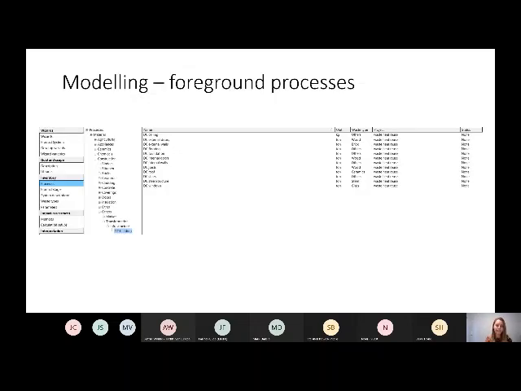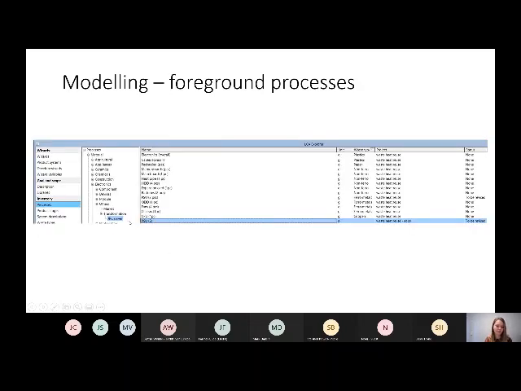So based on these background processes, we go and we build our model on top of them by using so-called foreground processes. As you can see here, this is our specific example of the data center and the processes that I have modeled to create the data center shell and also the servers.